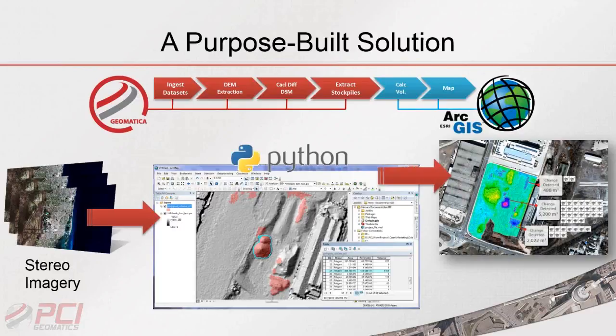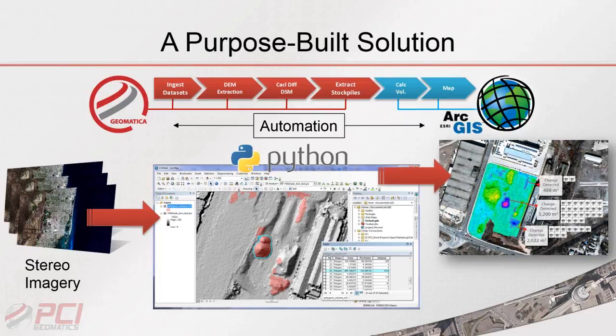Here's a quick example of a purpose-built solution, all done with Python, and completely automated. The automation essentially chains together existing functionality within Geomatica and also functionality within ArcGIS. In this particular case, this software program that we wrote takes stereo imagery from an air photo project. It extracts digital elevation models from 2 different dates. It calculates a digital surface model, and then it extracts the stockpile information.